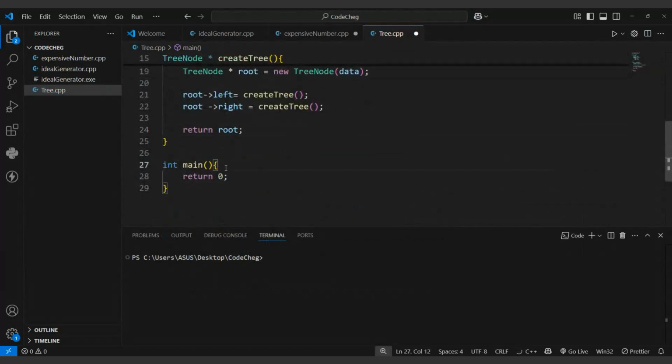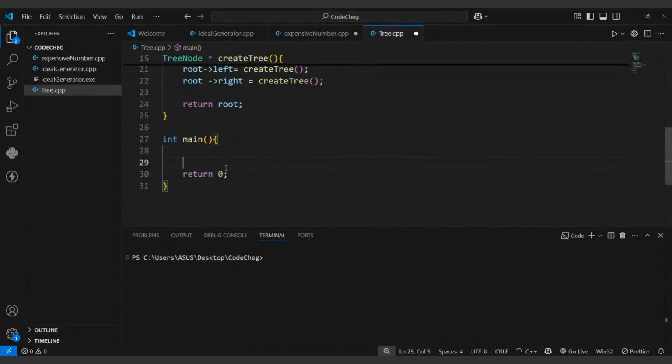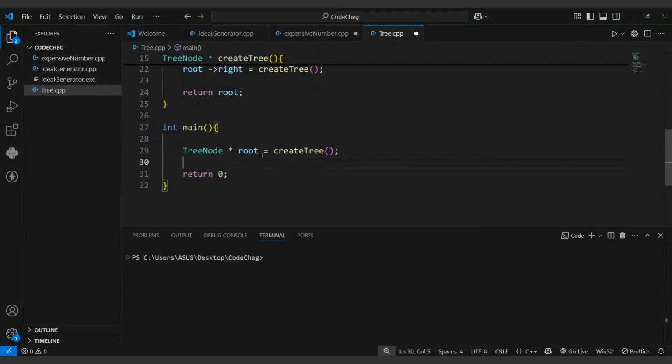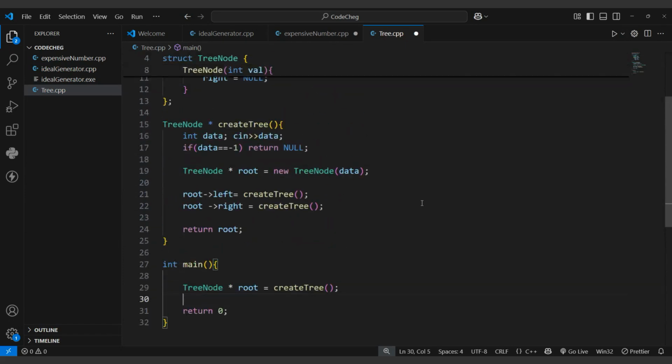Class, if we are returning something, we should catch it in the main function. We are returning a reference, a pointer, so it should be like create tree. This tree star root is our reference to our root node. Class, is this clear up to this point? Guys, we are writing all the things very clearly.